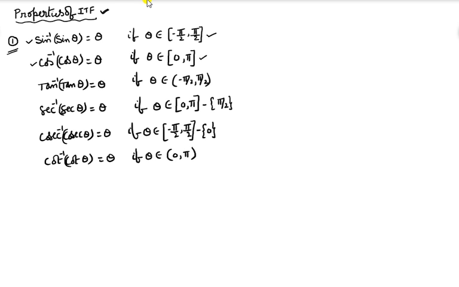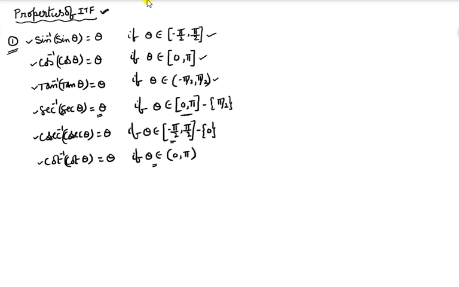That is the reason I told you to remember all these principal branches. Tan inverse of tan theta is equal to theta if theta belongs to the open interval minus pi by 2 comma pi by 2. Secant inverse of secant theta we can write as theta only when theta belongs to the closed interval 0 comma pi excluding pi by 2. Cosecant inverse of cosecant theta we can write as theta if theta belongs to the closed interval minus pi by 2 comma pi by 2 excluding 0. Cot inverse of cot theta we can write as theta if theta belongs to the open interval 0 comma pi.